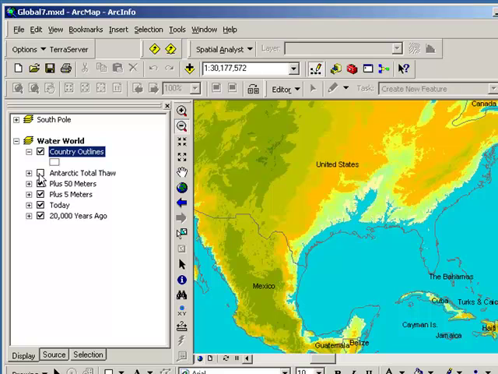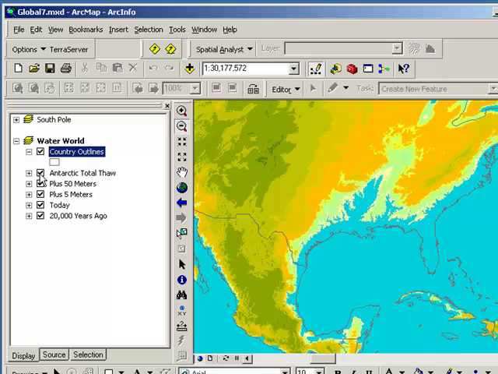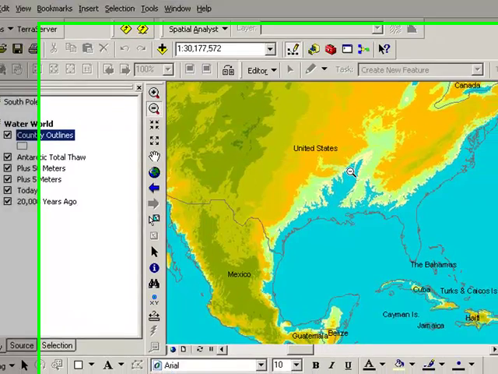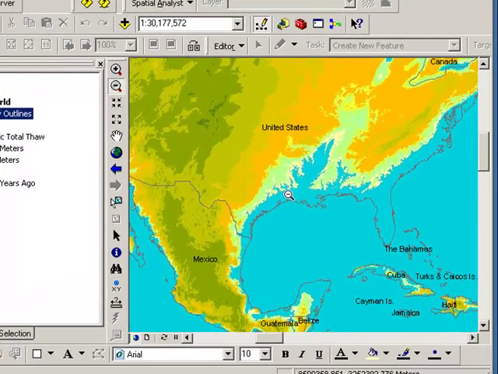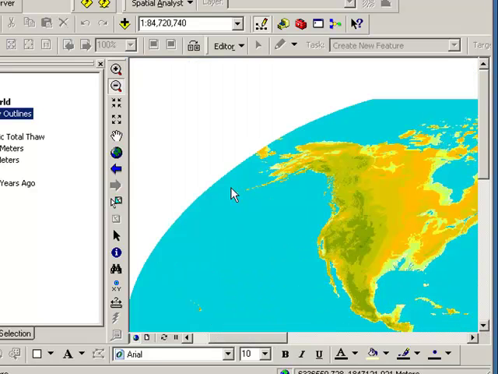What about if the ice cap at the South Pole and Antarctica totally thawed? This is what we'd have. We'd have an estuary across the south central United States here, up the Mississippi embayment. Let's take a look at some of these islands.